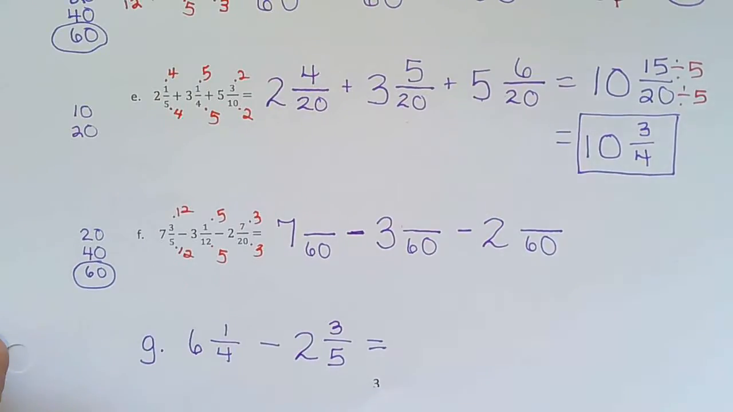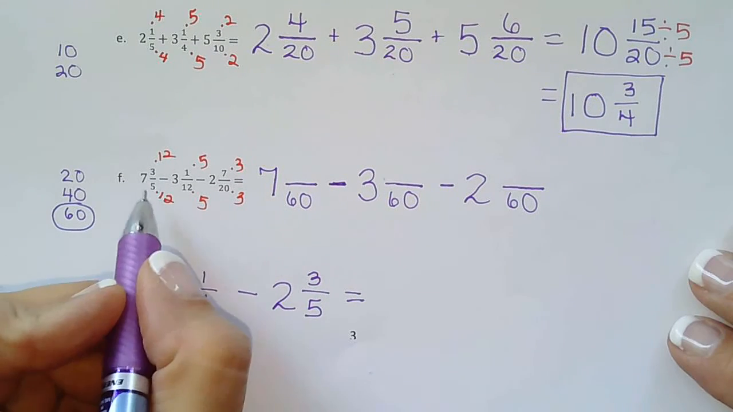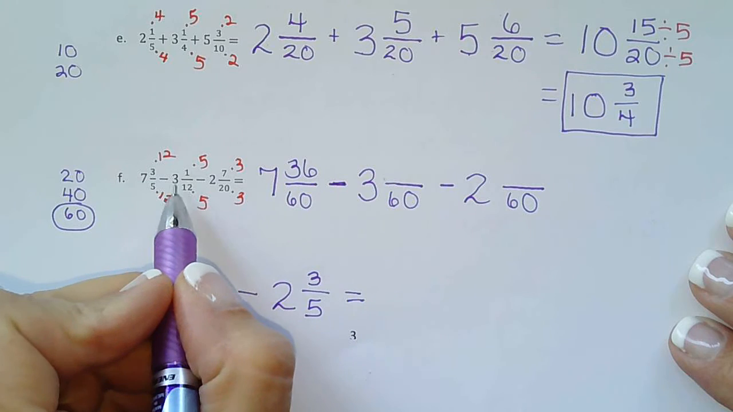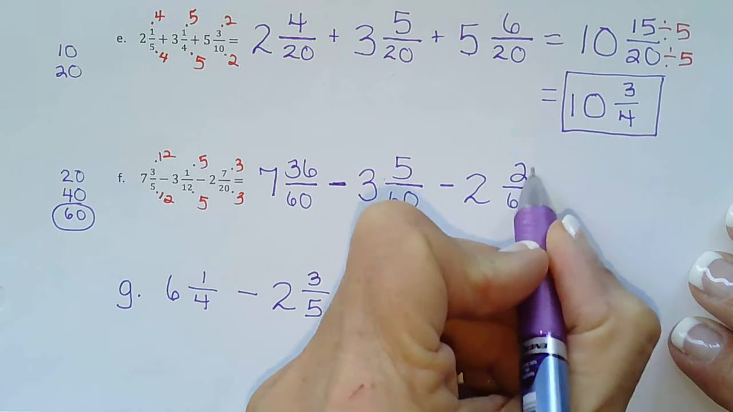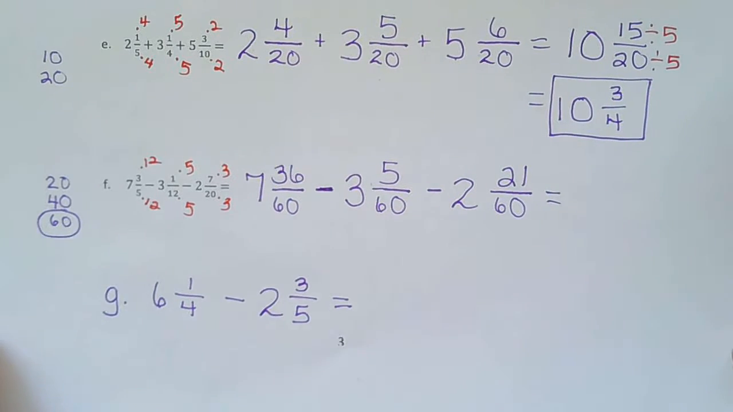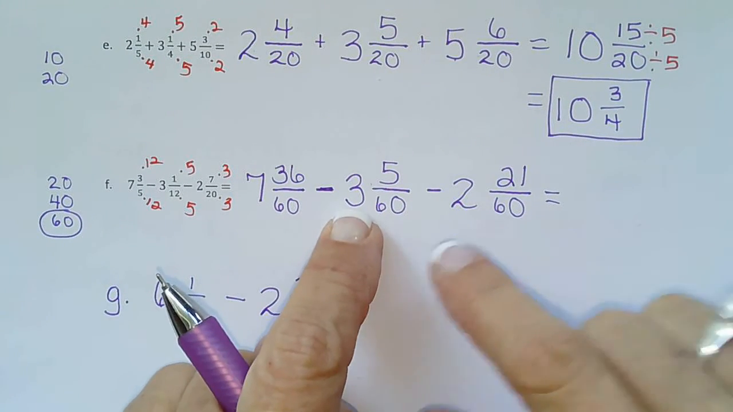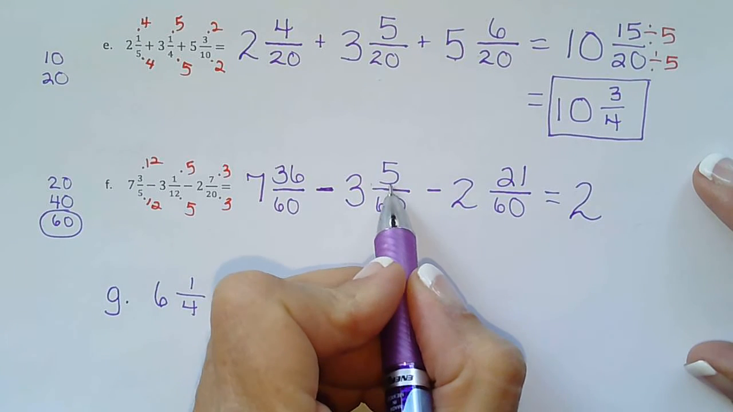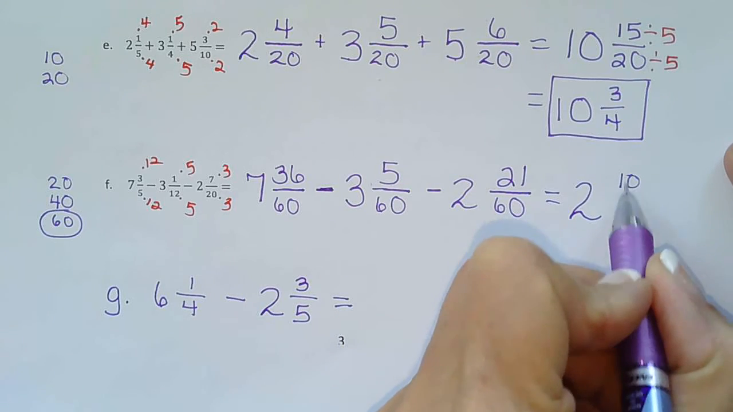So then we make that 36 60ths minus 5 60ths minus 21 60ths. So the only difference between F and D is now we're going to tend to the whole numbers in front. So 7 minus 3 is 4. 4 minus 2 is 2. And 36 minus 5 is 31. 31 minus 21 is 10.